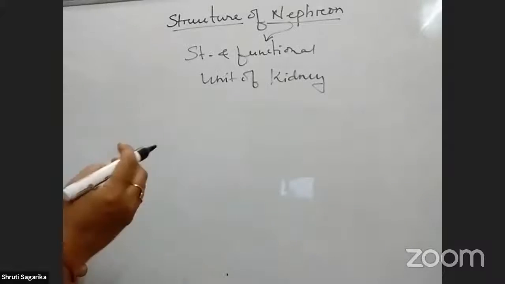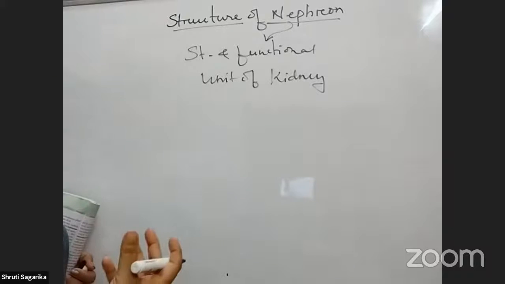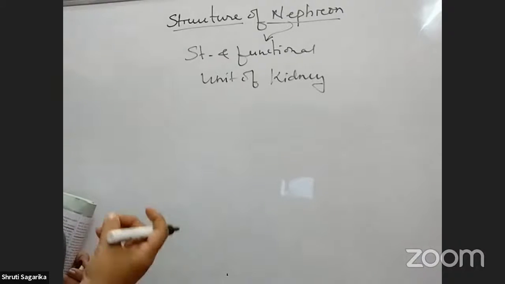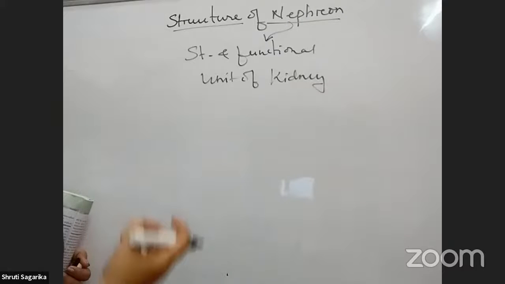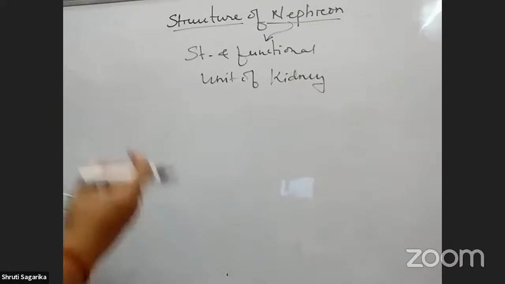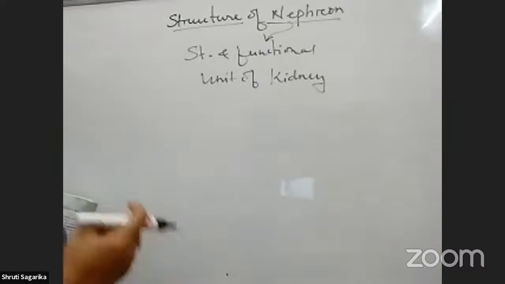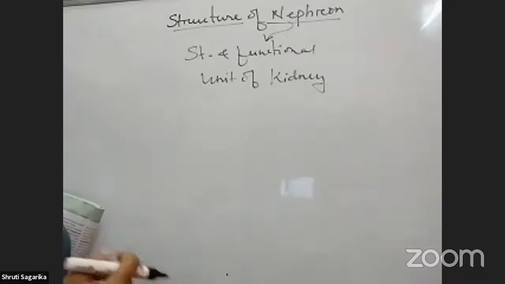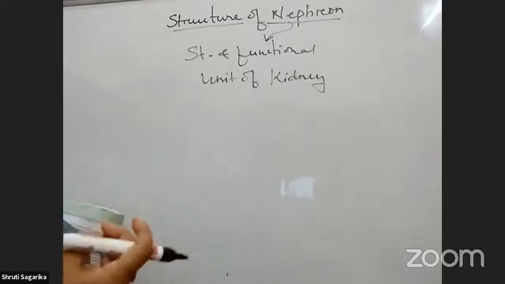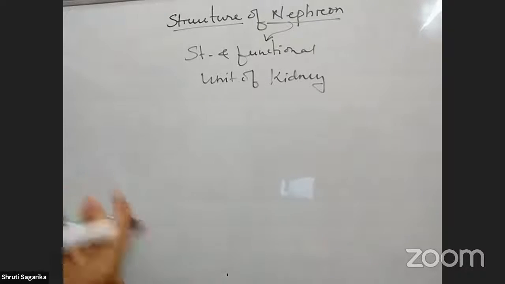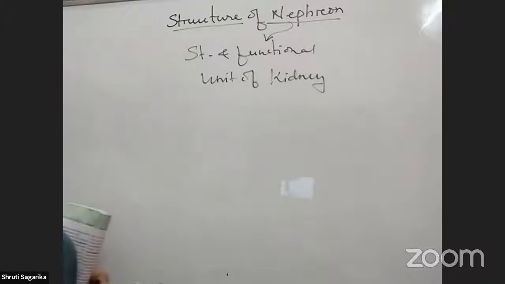Is it clear? So the kidney as a large organ is not producing urine by itself. It is a collection of such units which are called nephrons. Now these nephrons are structural and functional units. Functional means the actual function of urine formation is carried out by the nephron. Is it clear? So let us understand how the structure of the nephron helps the process of urine formation.